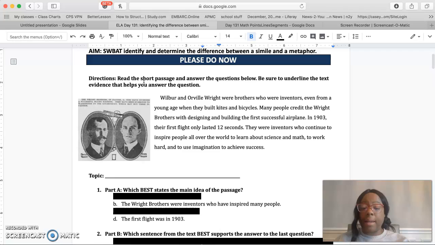Okay, welcome back. After we've read the please do now passage, I can identify the topic. And the topic that I've identified was Wilbur and Orville Wright. But we know that when we're identifying a topic, we have to make sure that we condense it down to 2 words. So my topic is going to be Wright brothers. All right, make sure we capitalize those because it's our topic.